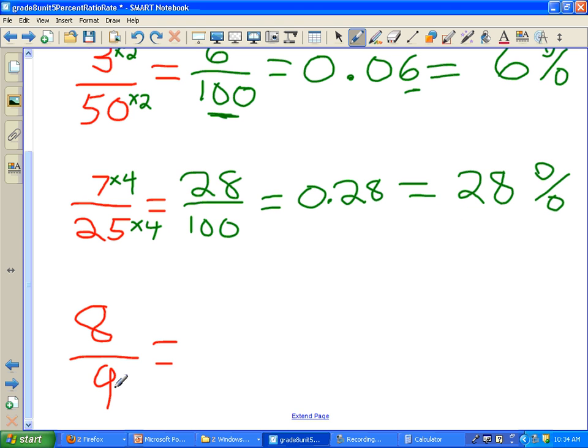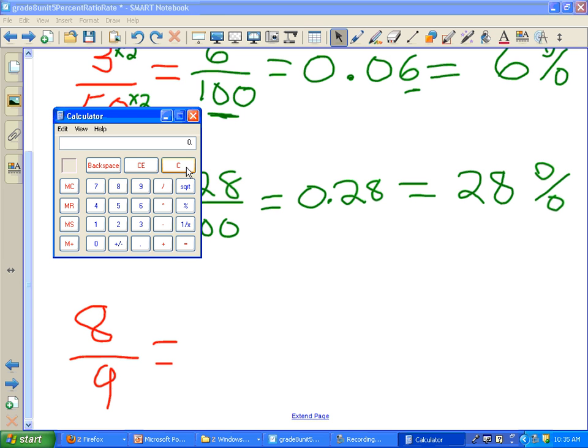This last one here doesn't work out so easily because I can't multiply this by anything to make it become 10 or 100 or 1,000 or anything else. So I'm going to have to use the calculator on this one. 8 divided by 9 equals 0.888888, and it looks like it's repeating.